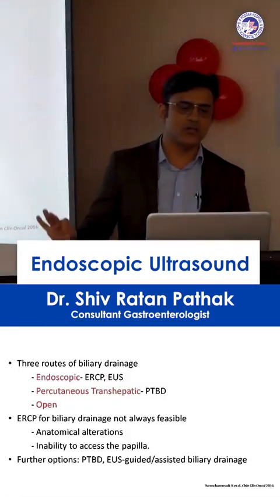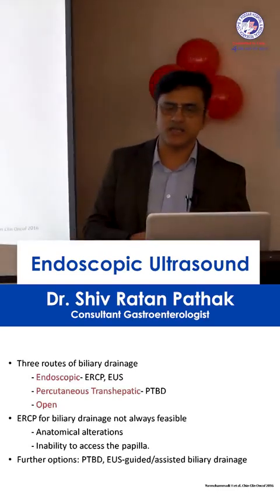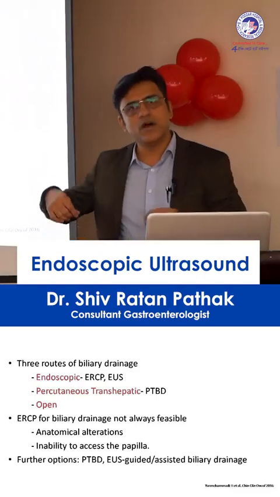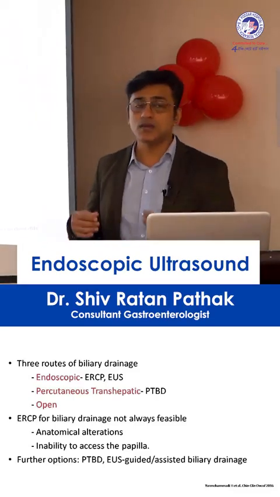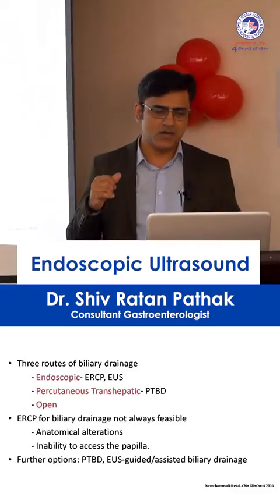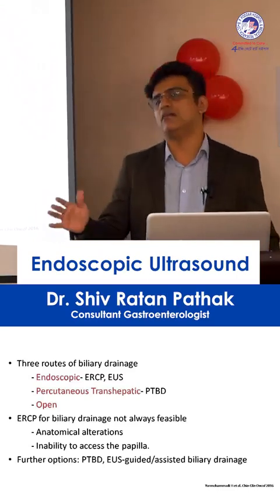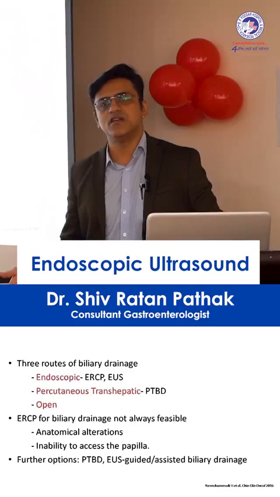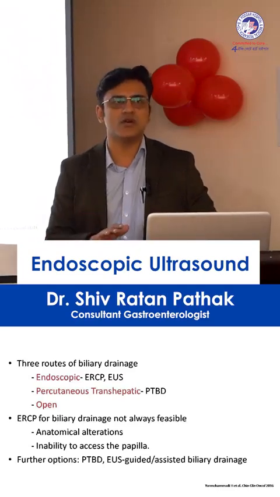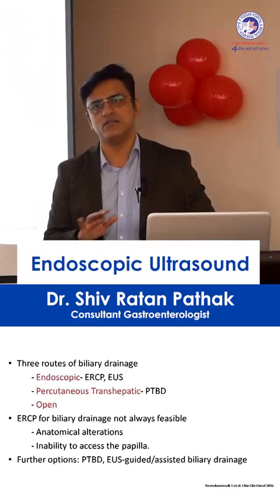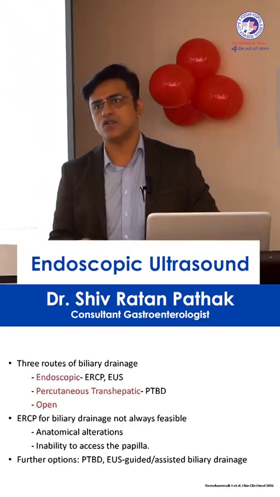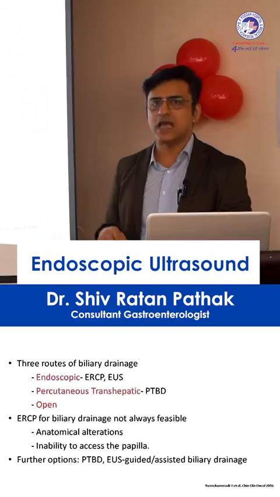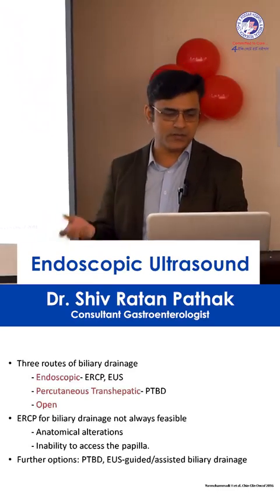So there are three routes of biliary drainage. Endoscopically, we can do it via ERCP or EUS. If everything fails, nothing works, we can do a percutaneous drainage, PTBD. The demerit of PTBD is that the bile is coming out of your system. If bile is coming out, the fat is not going to be absorbed, and the patient will get emaciated within no time, because bile is the factor which helps in the emulsification of fat and its absorption, and you will have fat-dependent vitamin absorption.